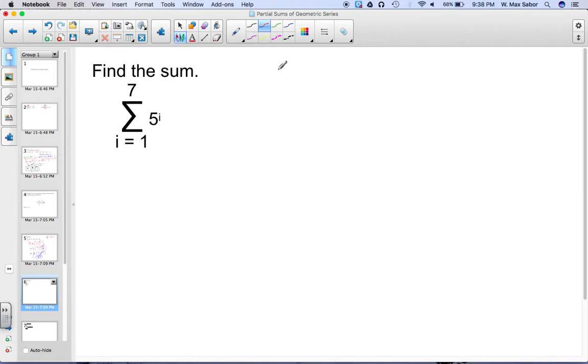So, again, what we need in order to do this is our first term, whatever the first term is, which will sometimes be a sub 1, sometimes be a sub 0. Whatever our common ratio is. And we also need how many terms there are. So how many terms are there? It's 7 minus 1 plus 1, which is 7. Common ratio is 5. 5 is what's being raised to the ith power. And our first term is when i is 1, so that's 5 to the first, or 5.